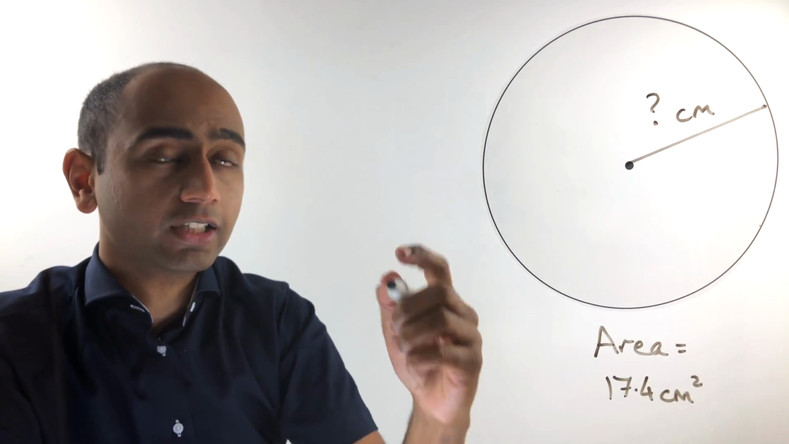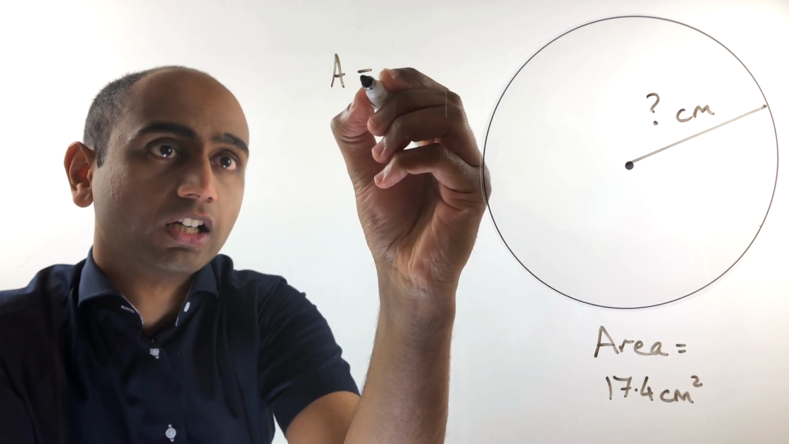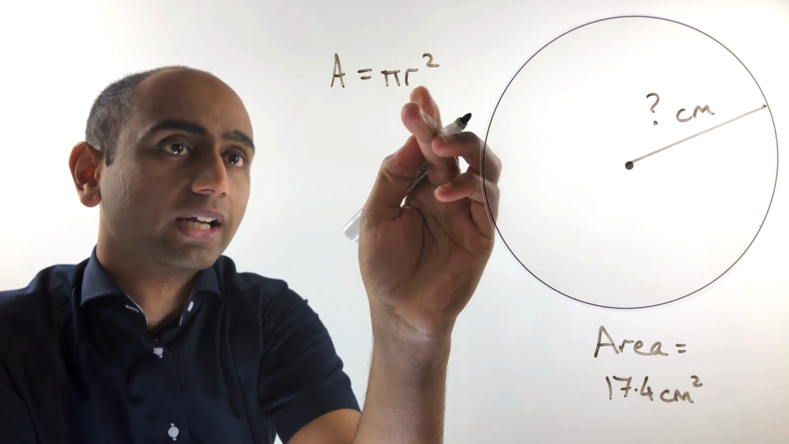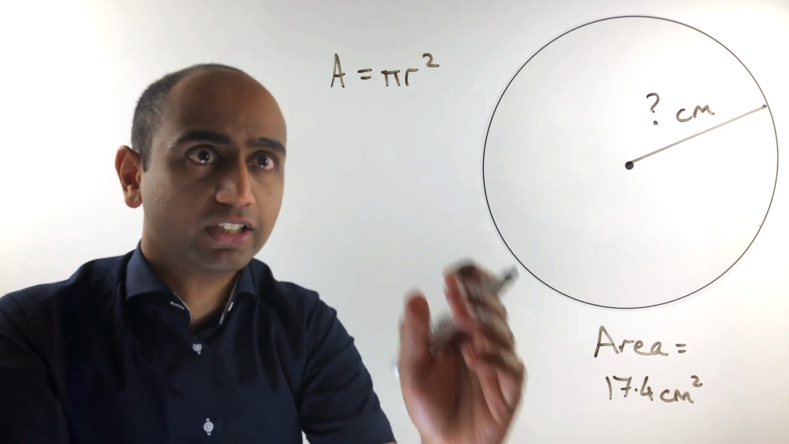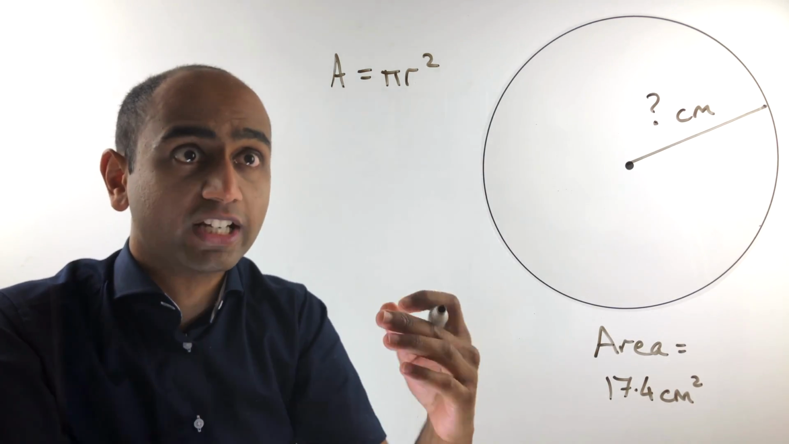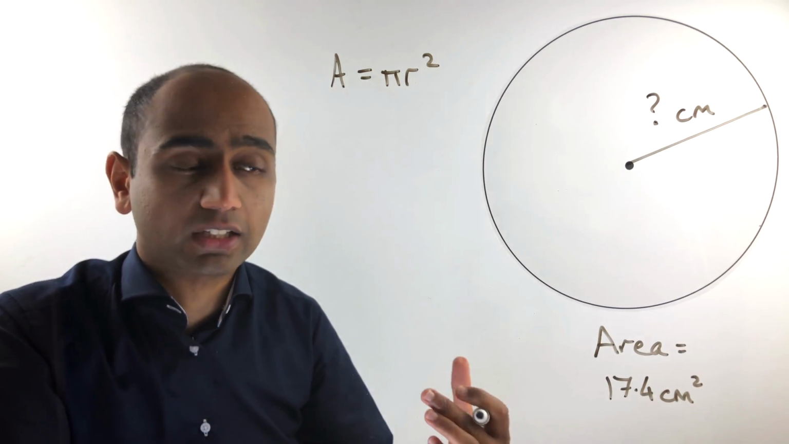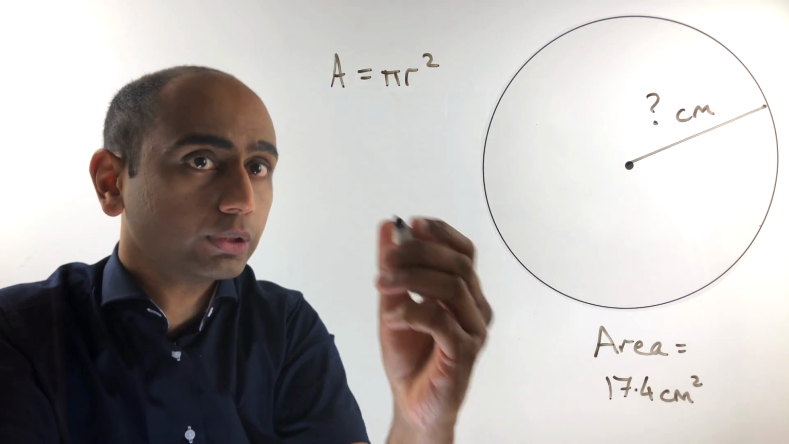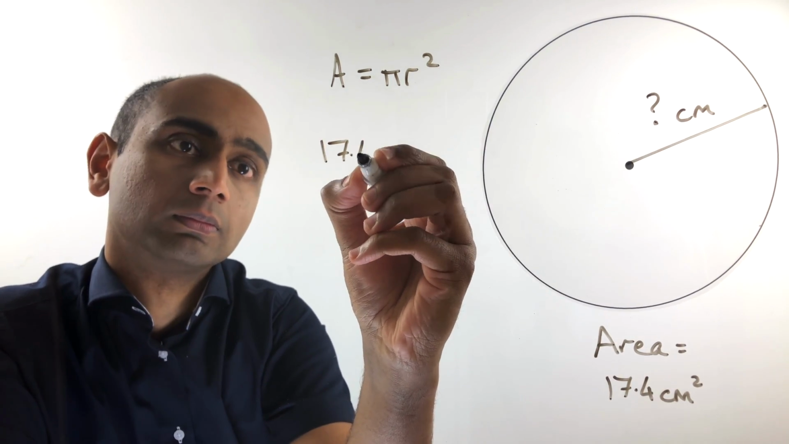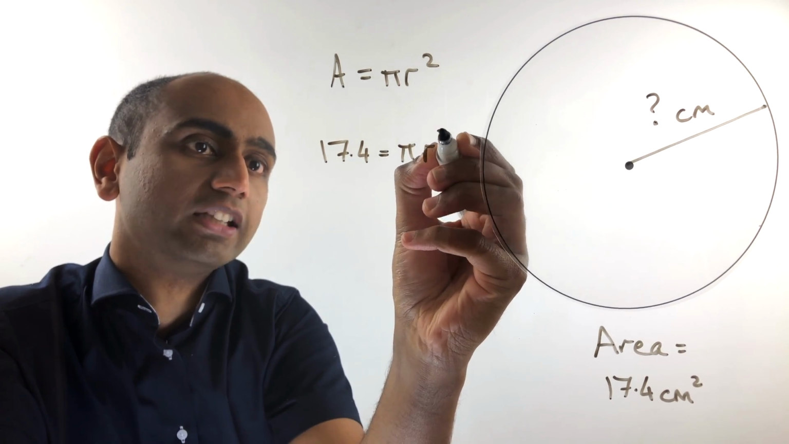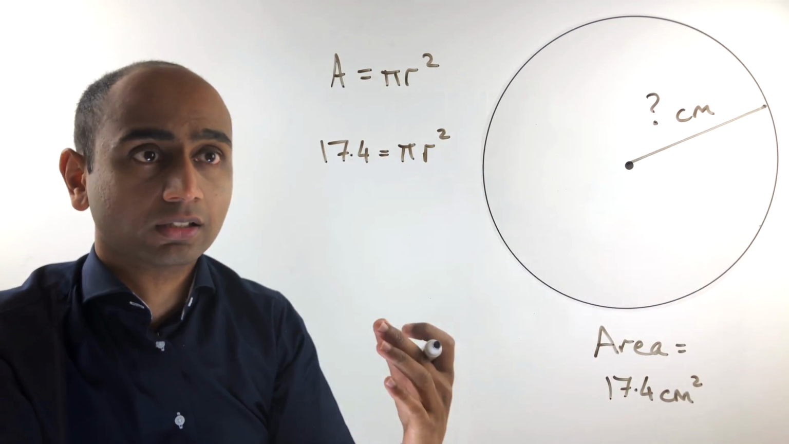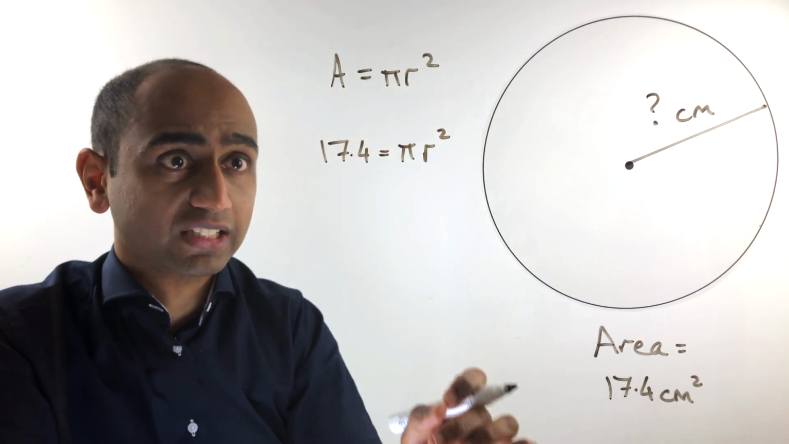Now, the area is pi r squared for a circle, where r is the radius. So what we can do is substitute the area into the formula and then rearrange to make r the subject. So 17.4, that's the area, equals pi times the radius squared, whatever this radius is. Now, we want to find out what that is.